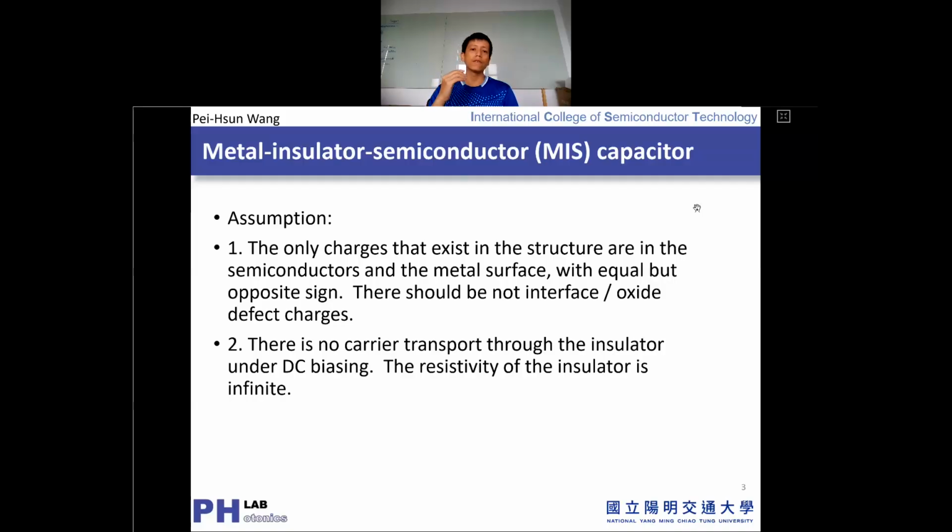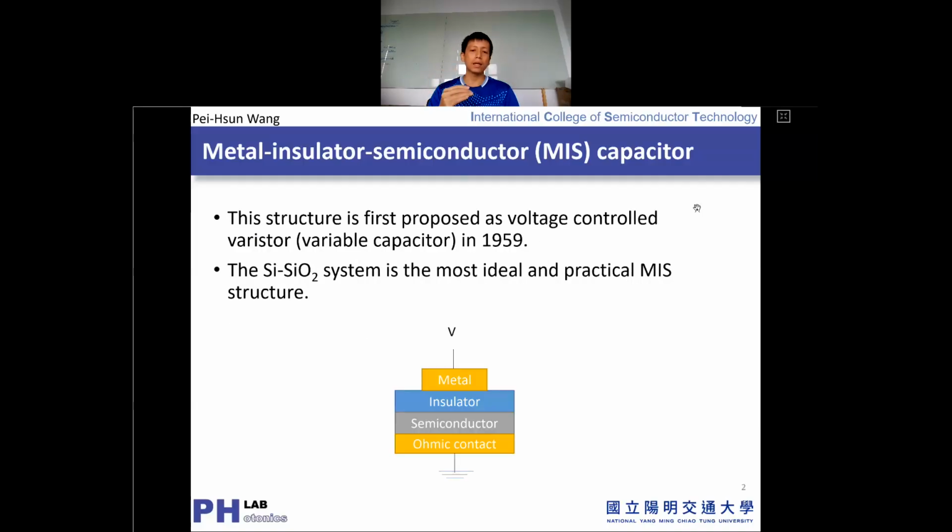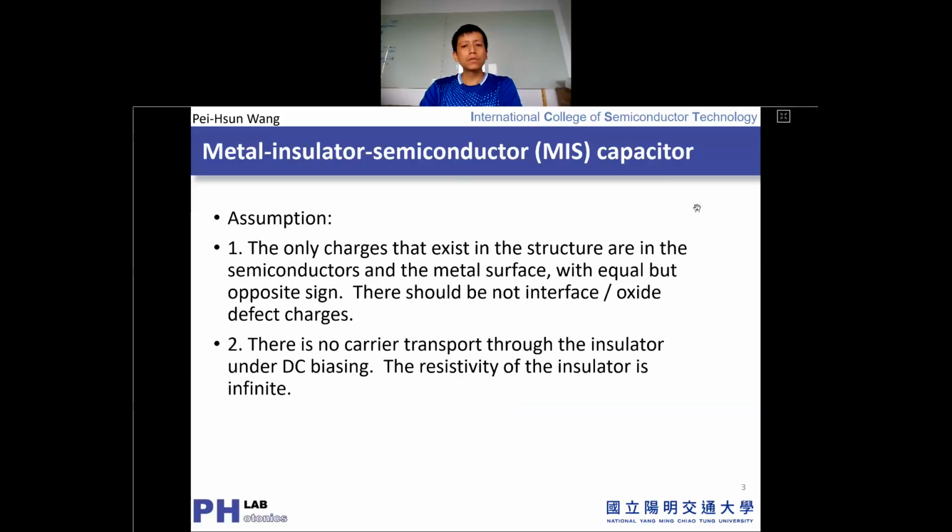You can think that if we have the driving voltage on both sides, onto the metal and the semiconductor, the charges are separated from each other depending on the voltage polarity you apply. If we get positive charge in the metal, there will be negative charge in the semiconductor. If we get negative charge in the metal, we get positive charge in the semiconductor. So this is the first assumption, and we assume there is no additional interface charge.